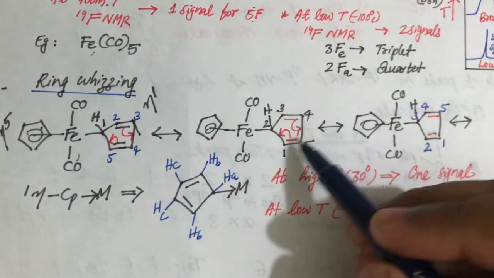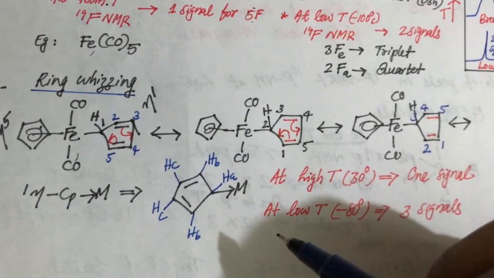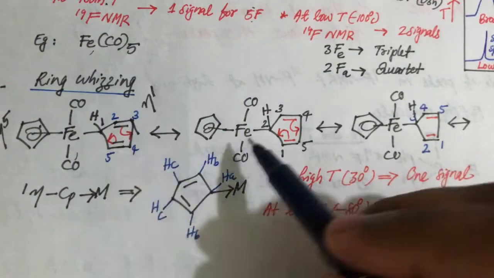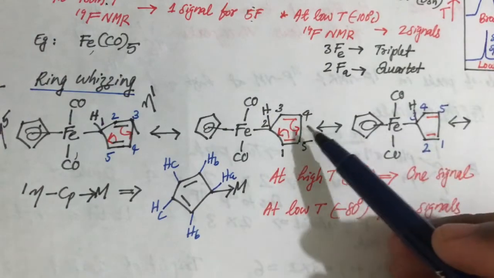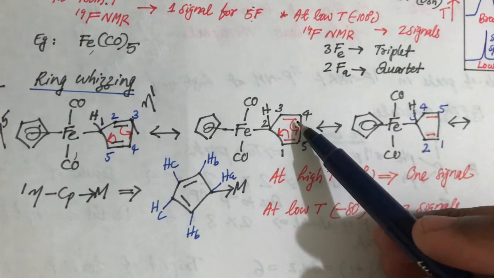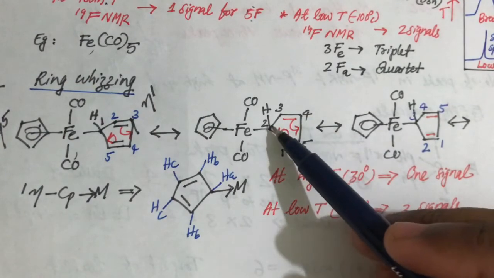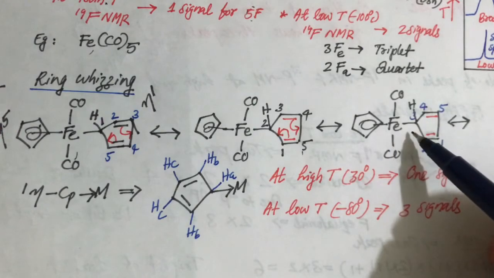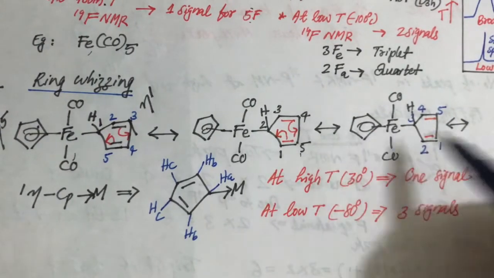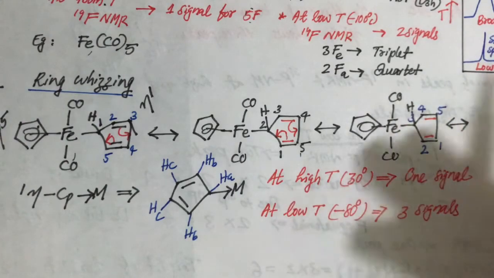Basically these are indistinguishable structures. They are chemically equivalent structures. That's why it is called fluxional behavior. Again here it can undergo this ring whizzing. This pi bond can shift to 4 5, this pi bond can shift to the 1 2 position, and the iron is directly bonded to the third carbon. Now you end up with this structure, which is again chemically equivalent. So this way it can undergo fluxional behavior.